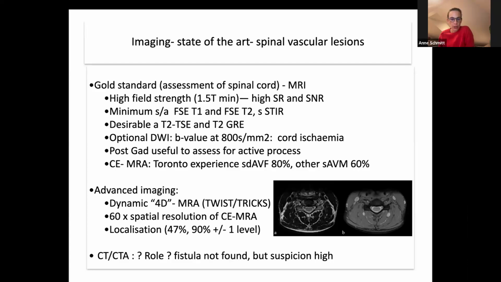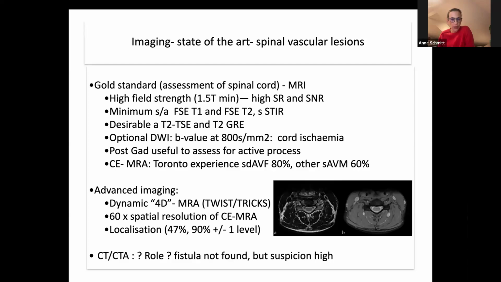Another thing that's quite useful is gradient echo, so T2 GRE, which again is also useful in assessing the spinal cord, but it does overestimate spinal canal stenosis. So we wouldn't usually do that on its own. You always need it in combination with another T2 sequence. DWI to assess for cord ischemia seems to be also something that centers do. We don't usually do it because as a department, we don't think it adds much information.